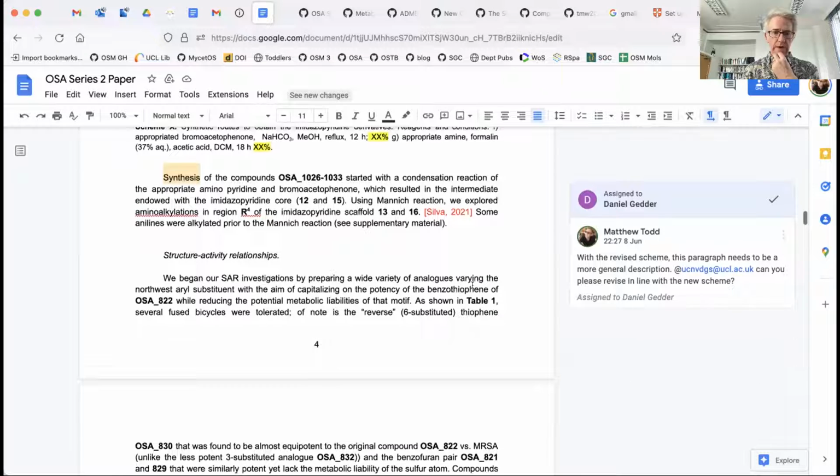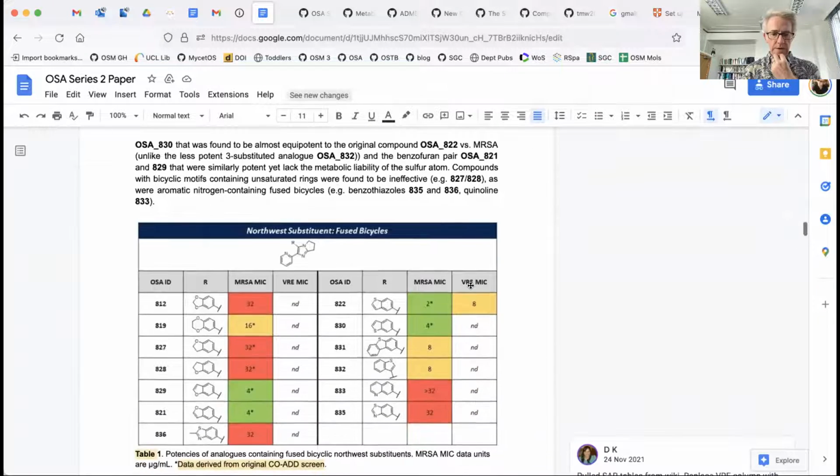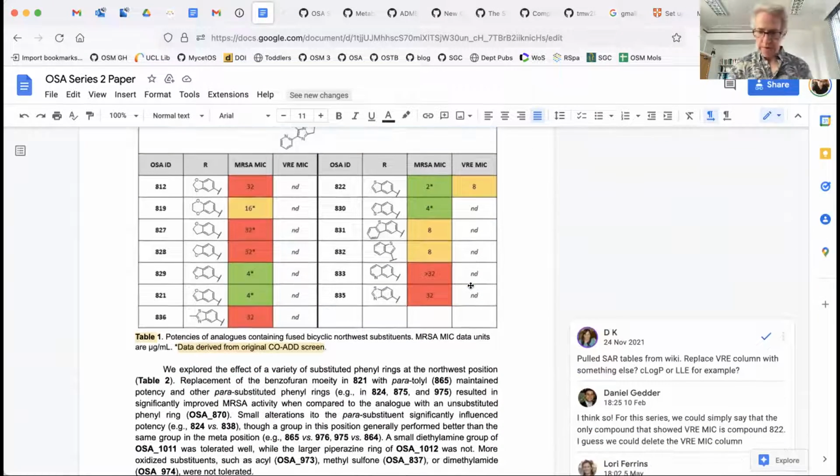Yeah, that was just, okay, that's just a synthetic thing. And then the structure activity relationships. All right, so these tables are in the wiki, right? And were the tables that Dana pulled together very nicely for the wiki. And there are a couple of issues with these tables.